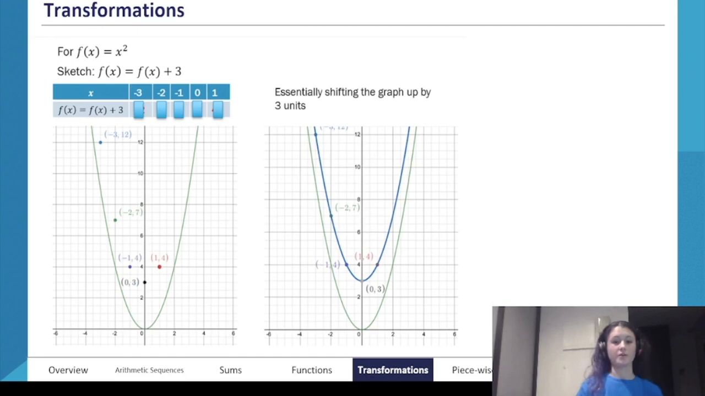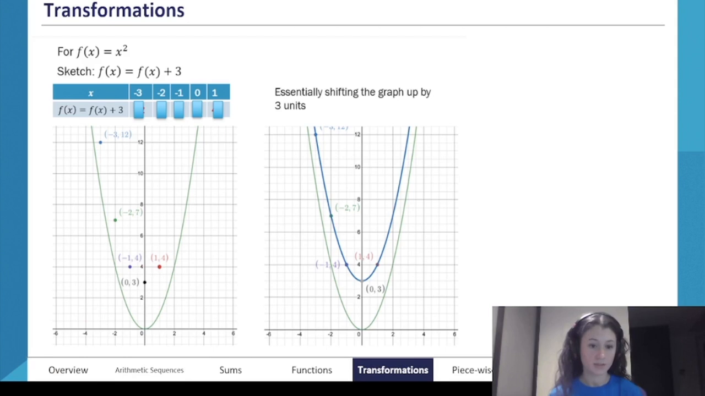Getting onto vertical transformations. Remember, if you add a constant to the end of the function, as in not in with the x as we were doing before, but right at the end, then you're going to be shifting the function vertically by that number of units. If your shift is positive, as it is here, we have positive 3, it's going to be shifted upwards by 3 units. And if our constant at the end is negative, it's going to be shifted downwards.